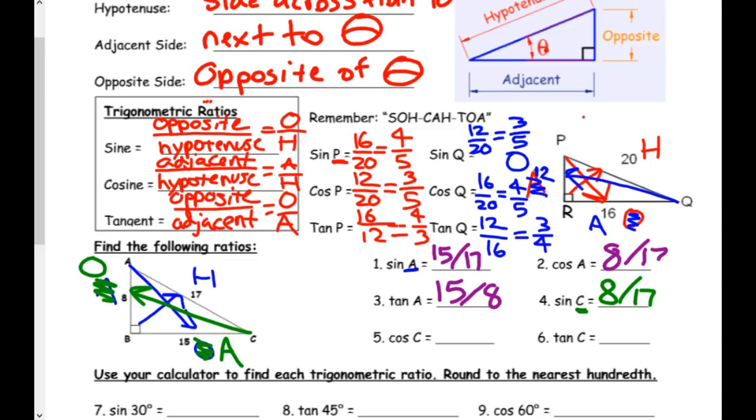So, cosine is CAH, so 15 over 17 is correct. And then tangent of C, TOA, okay, is O over A, so 8 over 15, right? Now, how do y'all feel about trig ratios? If you can remember SOH, CAH, TOA, and if you can label O, H, and A, then you can make a fraction.